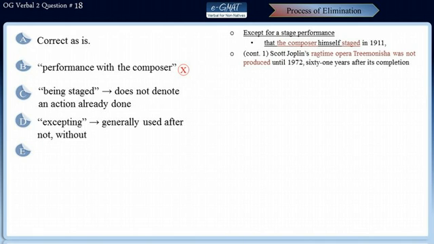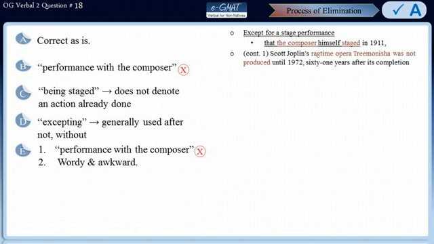In choice E, we again have this very awkward construction, performance with the staging. So as we discussed in choice B, it kind of says that the performance was with the composer. Also, this choice is pretty wordy because we have staging done by the composer himself, and then in the beginning we have with the exception of a concert performance. So many words. So this choice is wordy as well. So for these two reasons, choice E is not the correct answer. So as we found out during our error analysis, choice A is the correct answer for this sentence.